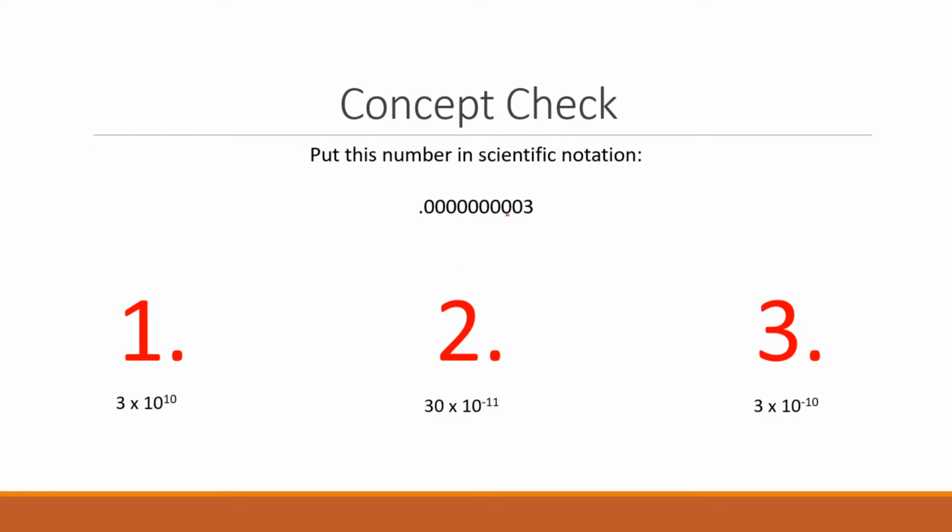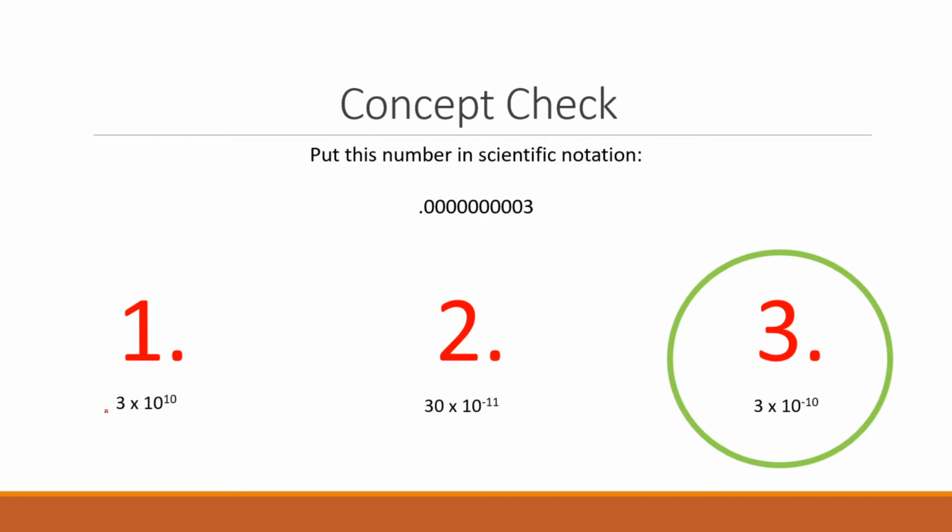All right, so here when I'm trying to put this number into scientific notation, again I want to move this decimal 1, 2, 3, 4, 5, 6, 7, 8, 9, 10 places. When I move this decimal point 10 places, I'm going to get 3 times 10 to the negative 10, because I took a number that was smaller than 1 and put it into scientific notation. I'm going to get a negative exponent, which is going to end up being this choice 3 here.